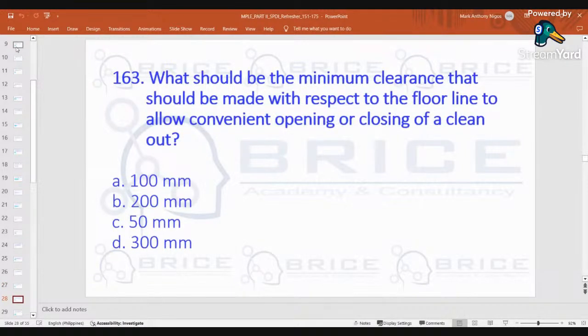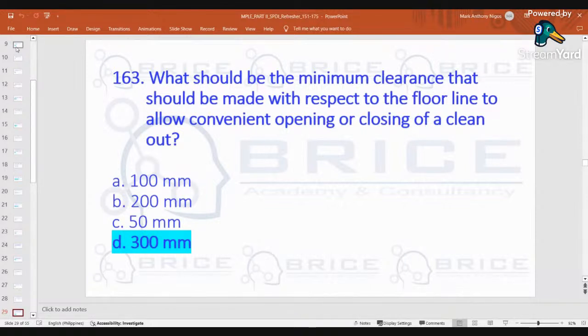163. What should be the minimum clearance that should be made with respect to the floor line to allow convenient opening or closing of a clean out? A, 100 millimeter, B, 200 millimeter, C, 50 millimeter, D, 300 millimeter. Answer is D, 300 millimeter.